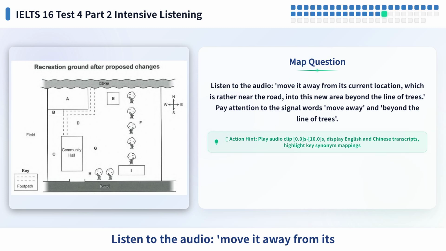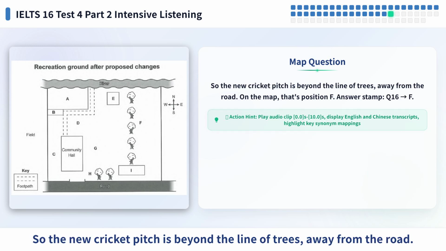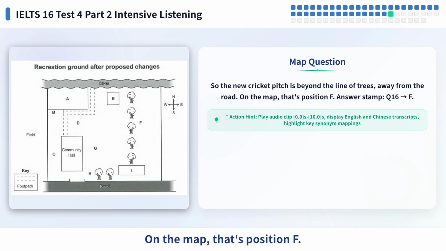Move it away from its current location, which is rather near the road, into this new area beyond the line of trees. Pay attention to the signal words move away and beyond the line of trees. So the new cricket pitch is beyond the line of trees, away from the road. On the map, that's position F. Answer stamp.